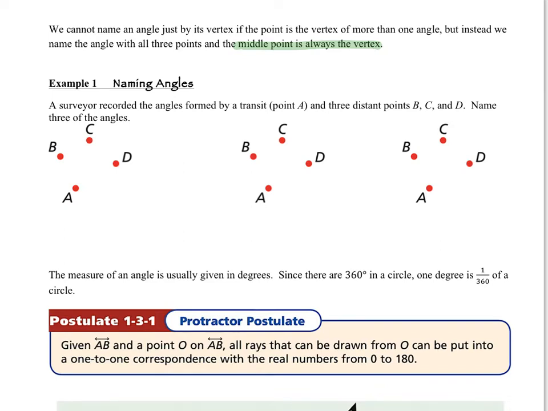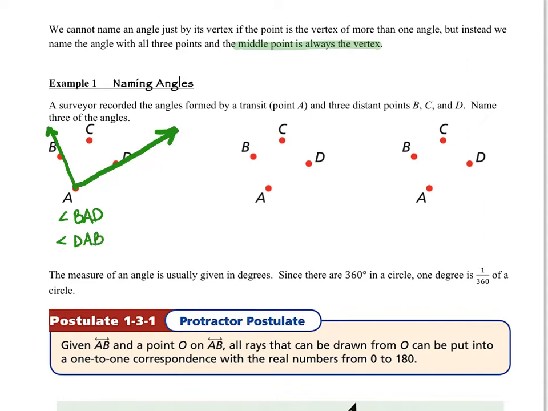So on the left, we're going to create a ray AB, another ray AD, knowing that this allowed us to create angle BAD. Remember, that center point has to be the vertex, or we could also call that angle DAB.